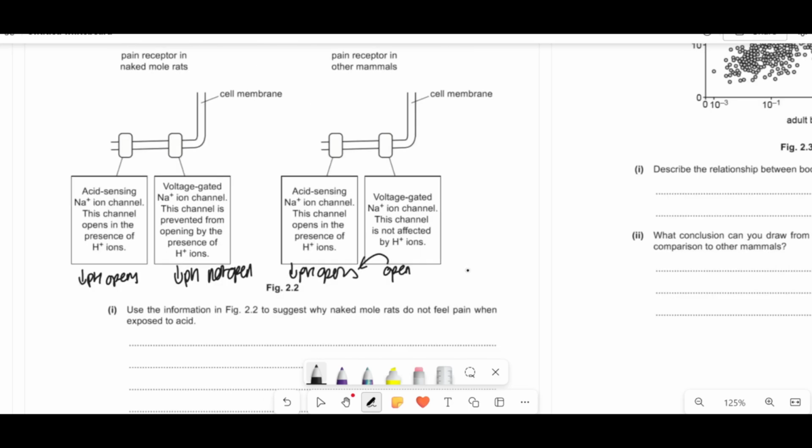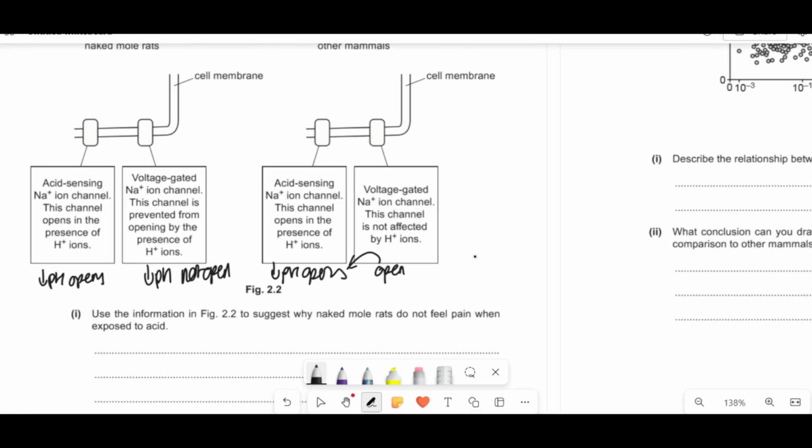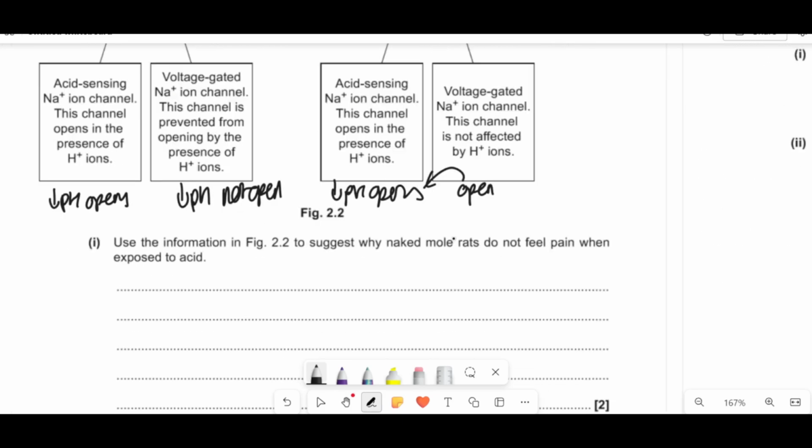So it says, use this information to explain why naked mole rats do not feel pain when exposed to acid. So here, we've just established that this will open if there's H+ ions, right? So that means if the decreased pH, more acidic, these will open. So then remember that sodium ions moving into a neuron will make it more positive. If they move in, you get a generator potential. If you hit the threshold, if you have the right generator potential, then V-gated Na+ ion channels will open. Bang, there's your action potential. Then they close, right? And that stops increasing. The only way to get it to come back down to repolarize is the potassium ions moving out, and so forth, right?